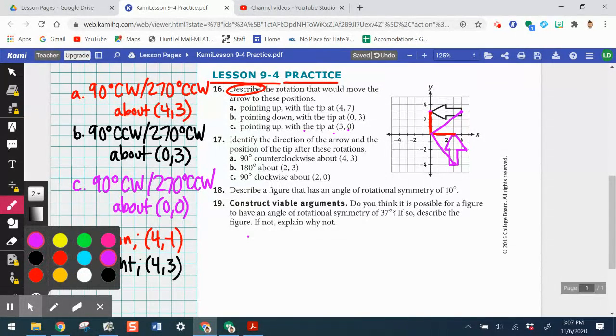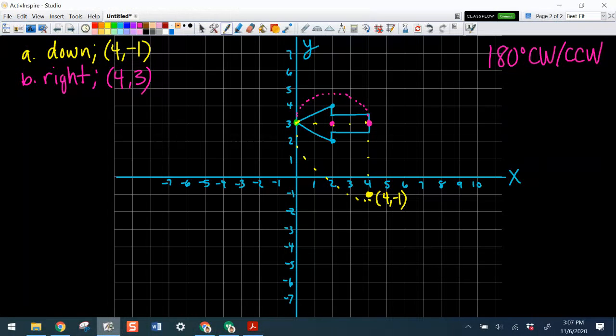Last but not least, for 17, we're going to look at C. It says 90 degrees clockwise about the point 2, 0. So we're taking the tip of our arrow, which is located at 0, 3, and we're going to rotate 90 degrees clockwise about the point 2, 0, which is right here.